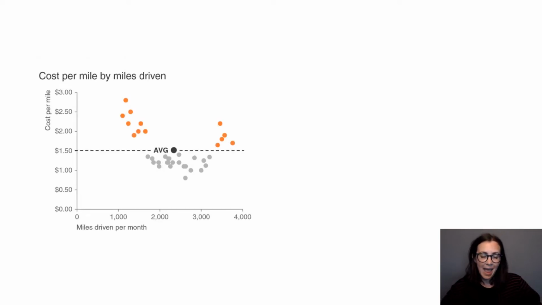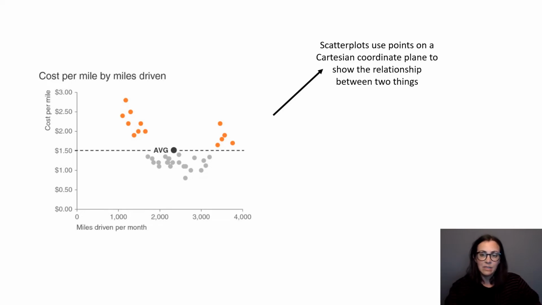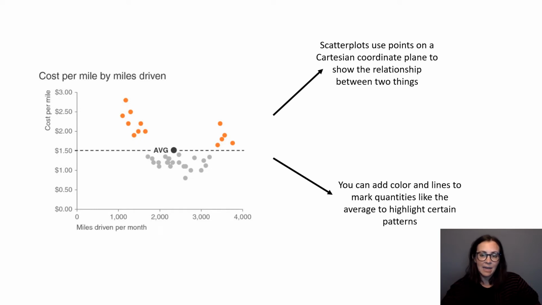You can also add things to your data visualization, like color or lines, to emphasize a pattern. So this is adding color for the drivers whose cost per mile is above average, and adding a line with the average. What this is communicating is that to get a below average cost per mile, you want those drivers who are driving between maybe 1,800 and 3,200 miles per month. And once you get over 3,200 miles or below 1,800, the cost per mile starts to be above average. So that's what this data visualization is showing, and it's pretty simple to get there.